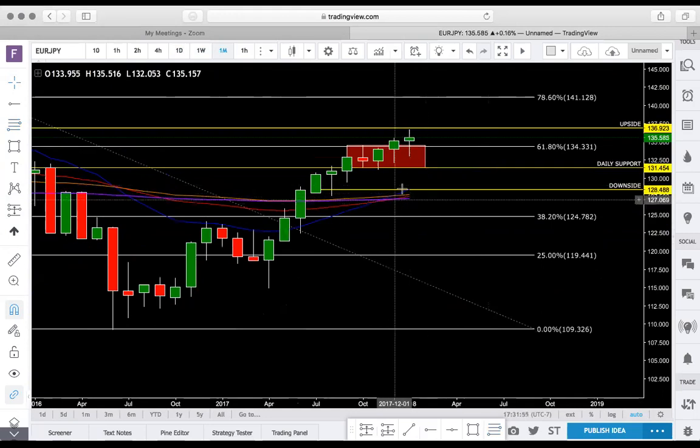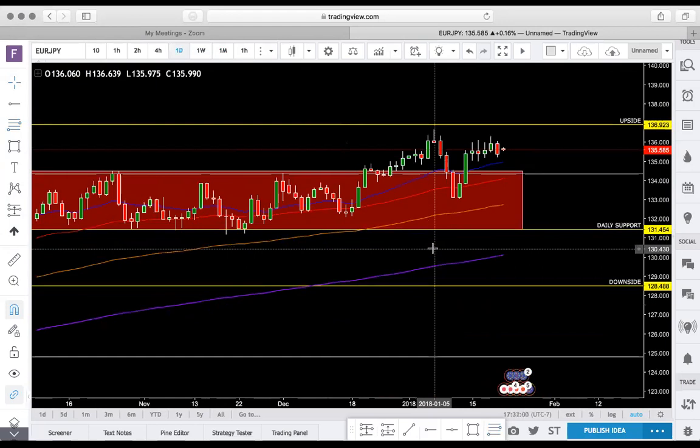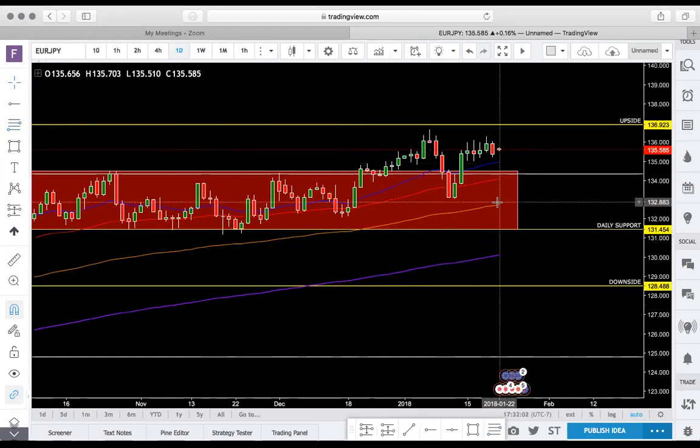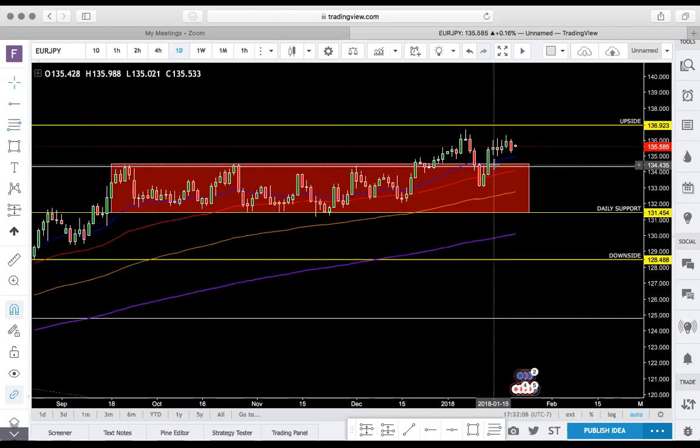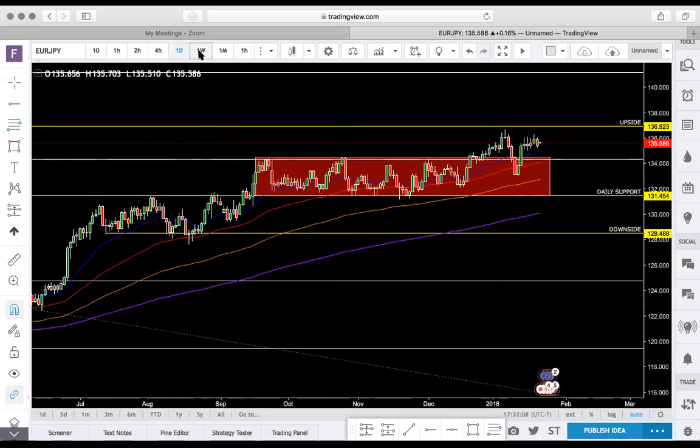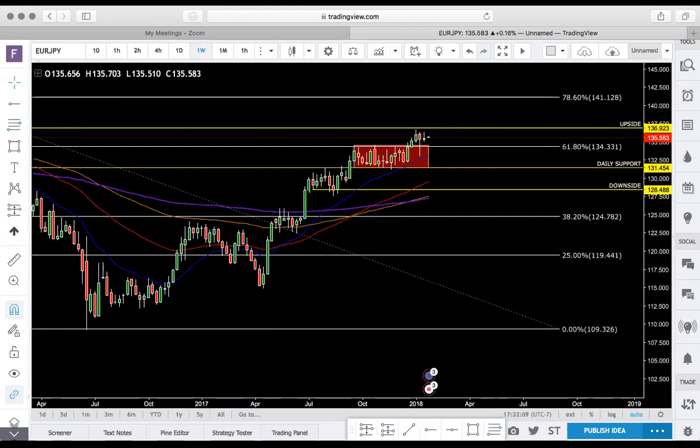The moving averages are all crossing together here. Let's see what that looks like on a daily. The 20, 50, 100-day, and 200 are all spread out very nicely. I think EJ could head higher. So I like EJ.